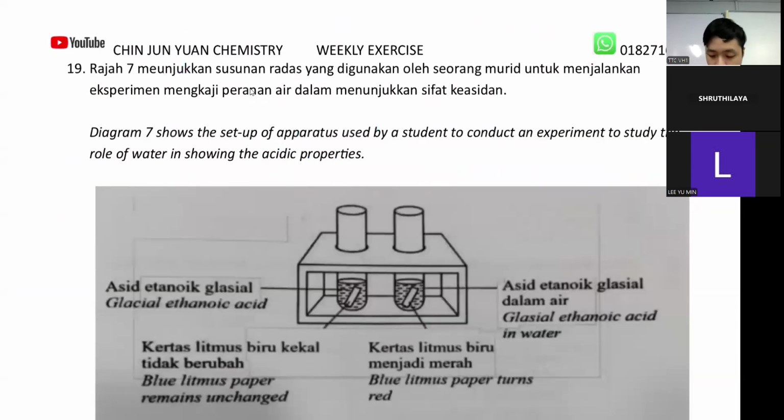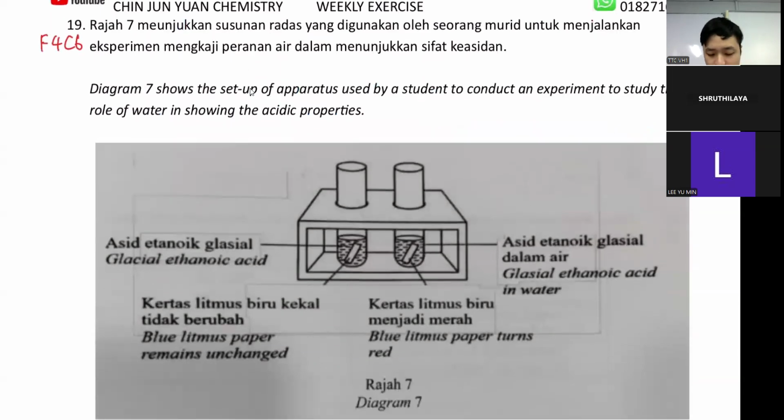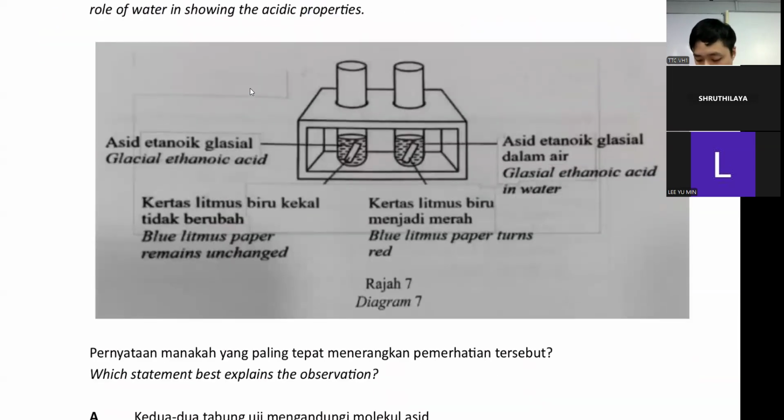Question 19, Form 4, Chapter 6. Diagram 7 shows the set of apparatus used by a student to conduct an experiment to study the role of water in showing the acidic properties. Okay. So you see, one is glacial ethanoic acid. Glacial means like dry, no water. Okay, no water. But this is the first one, isn't it? The second one, you see first one, right?